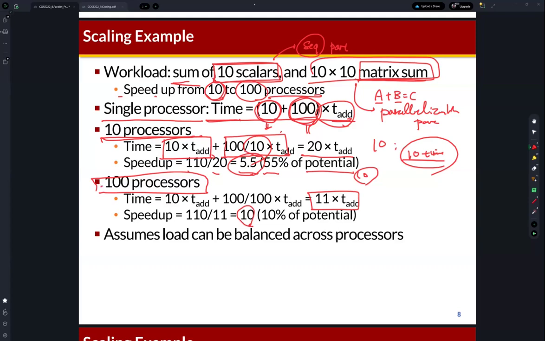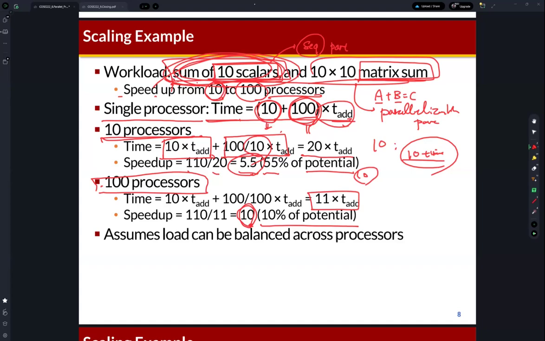Using 100 processors, our expectation is that we can achieve 100 times of speedup, right? But actually for this workload, the sum of 10 scalars and the 10 by 10 matrix sum, the speedup is just 10. So it's 10% of potential. It is because our target workload includes this amount of sequential part, and this sequential part cannot be improved by parallel architectures. So this law explains why the performance of parallel programs is limited by the sequential part of the target workload.